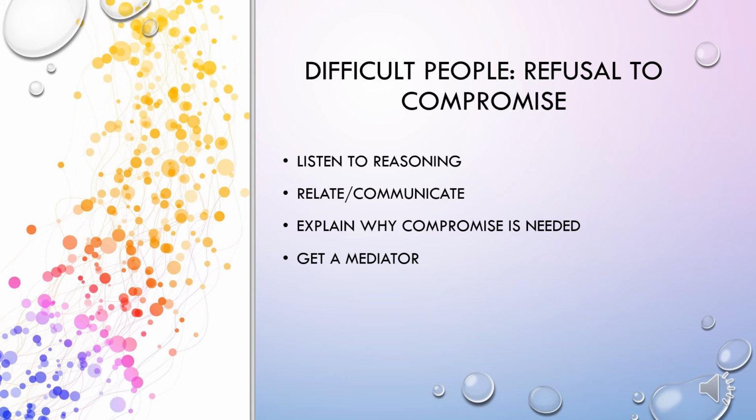If that doesn't work, then you again try to relate to them, try to explain why the compromise is needed, and have very open communication. And then if that doesn't work, you may need to bring in a third party and get a mediator, who will facilitate good faith communication between both you and the difficult person. They will be more able to get a compromise from this difficult person than maybe you will, because they are an outside party and they are able to explain things better. So at the end of the day, if a difficult person won't compromise with you, you might just have to get a third party and get a mediator to come in and help you out.